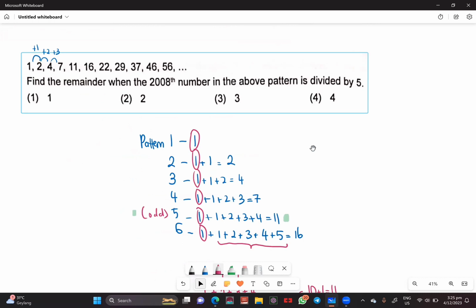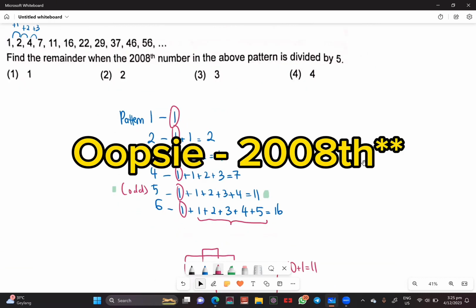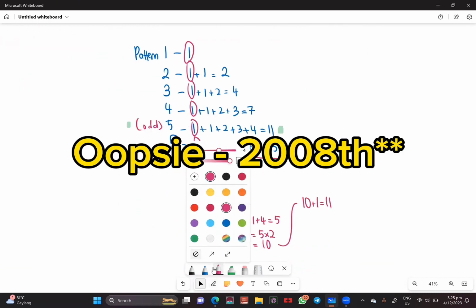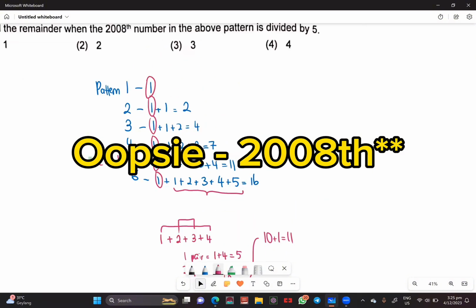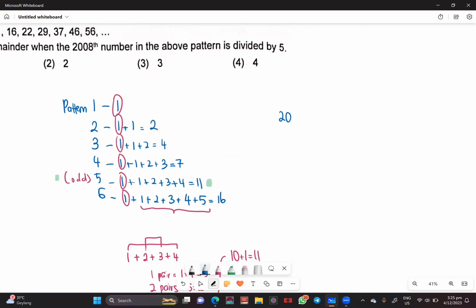Now, the question wants us to find pattern number 2008. I say that again, pattern number 2008. For pattern number 2008, you realize that 2008 is an even number, and when it comes to even numbers, it's very difficult for me to pair them up. So what I like to do instead is to find pattern number 2007, because 2007 is an odd number. And I'm very certain that 2007 starts with 1 as well. 2008 also starts with 1.